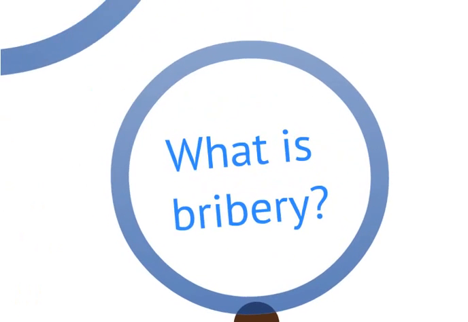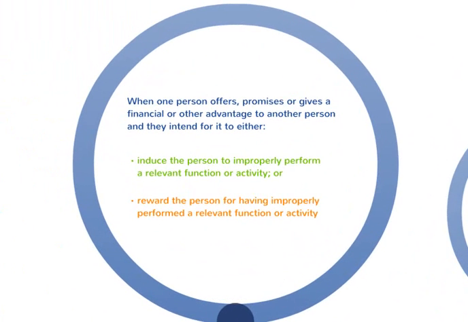Now, in the most straightforward sense, bribery is where one person offers, promises or gives a financial or other advantage to another person, and they intend for that advantage to either induce the person to improperly perform a function or activity or reward them for having done so.